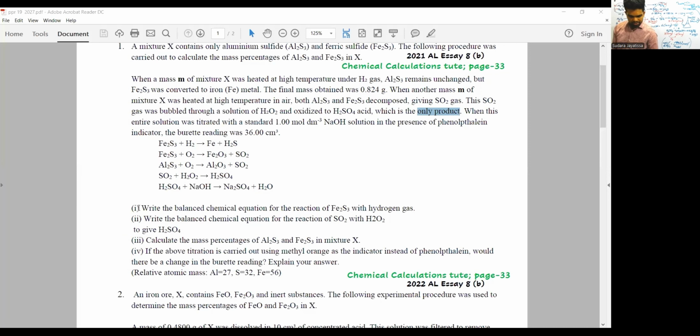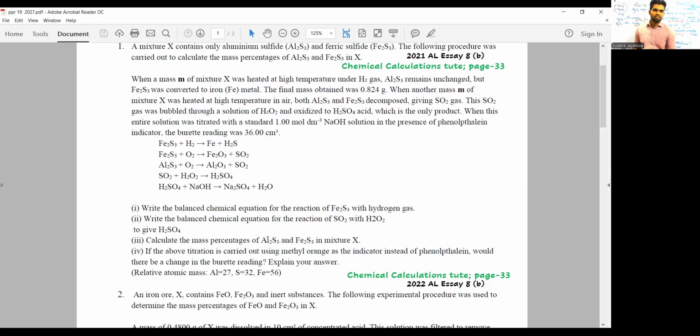Okay, so look at the questions they have asked. The balanced chemical equation between Fe2S3 and hydrogen, you can write it. Then the balanced chemical equation for SO2 and H2O2, we did that too. And then calculate the mass percentage of these two compounds. Then we can answer the final question also before going into the simplifications. It is asking if the above titration is carried out using methyl orange as the indicator instead of phenolphthalein, would there be a change of burette reading? So your answer should be no. There will be no change of burette reading.